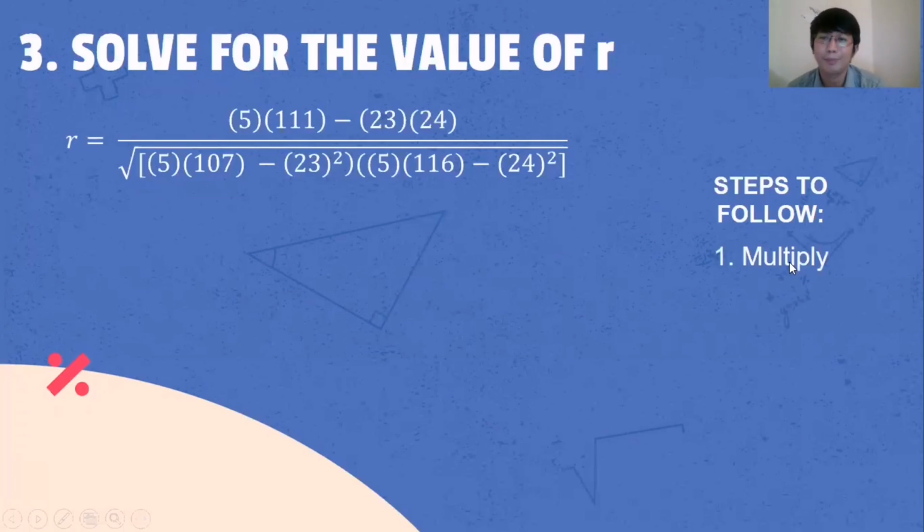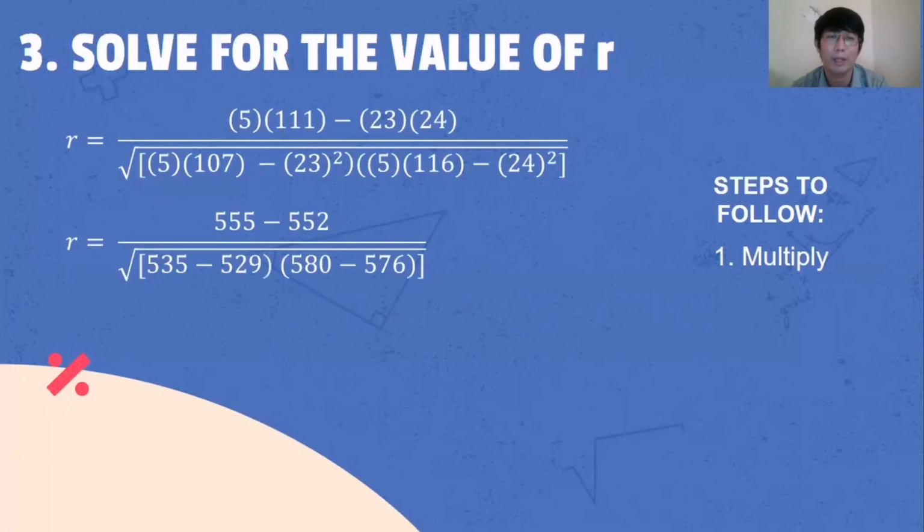Number 1, multiply. We will be multiplying 5 times 111, 23 multiplied by 24, 5 times 107 minus the square of 23, 5 times 116 minus the square of 24. It means 24 times 24, 23 times 23. And the answer will be like this one.